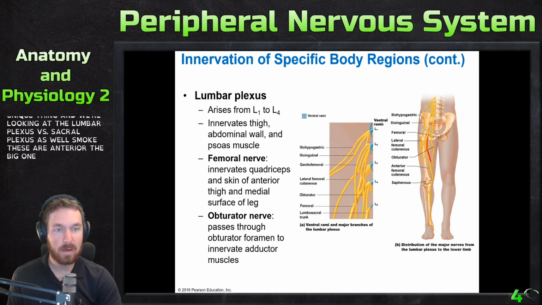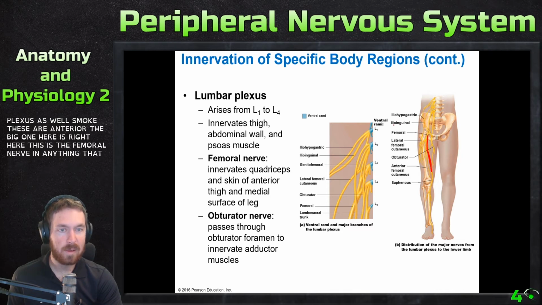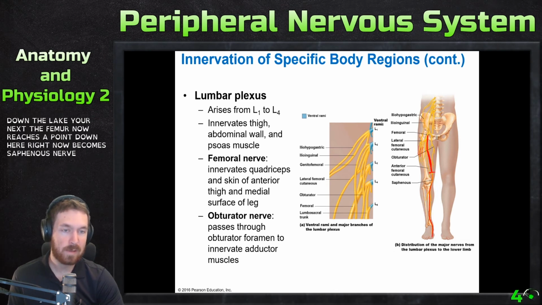The big one here is right here. This is the femoral nerve. And anything that goes ilioinguinal, this is all going to the pelvic area. Iliohypogastric, same thing. Cutaneous is going to the skin of the thigh muscles there. But the femoral one is a big one that comes down the leg here next to the femur. Now it reaches a point down here where it becomes the saphenous nerve. And then that goes down the rest of the leg.